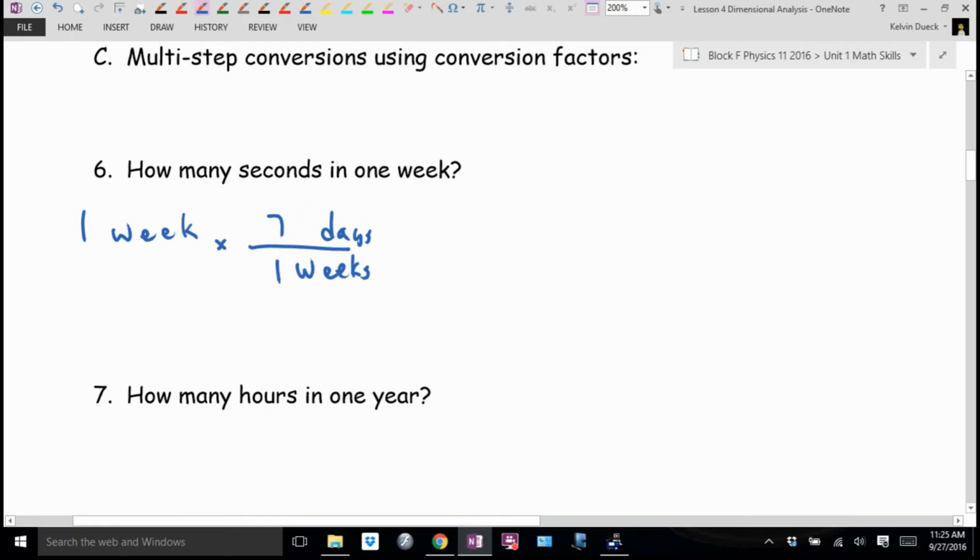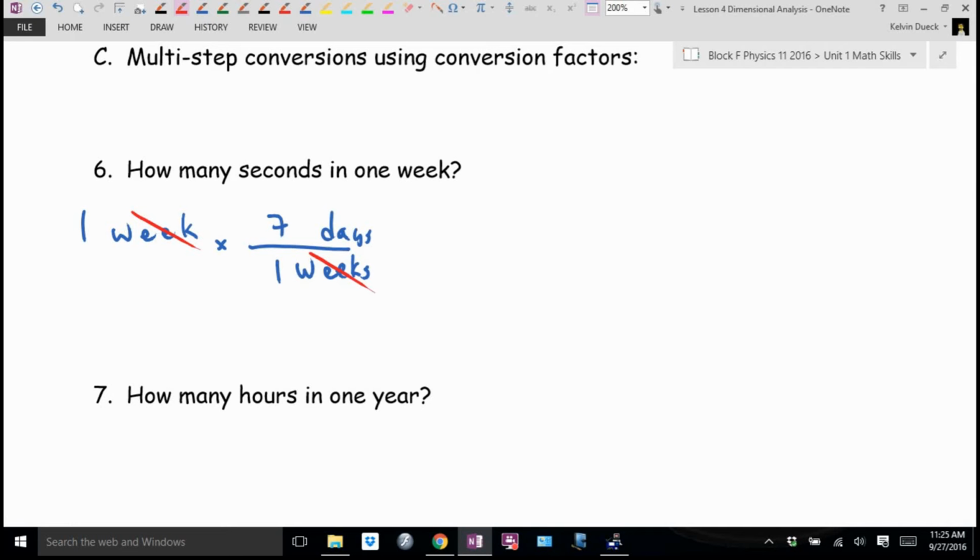7 days, 1 week. And you know that. This is nice. We don't have to memorize something new. You've memorized this one already because of calendars on your own. Are we done? Well, no. This would be in days. What do I want to end up in? Seconds. Okay. Does anybody know how many seconds there are in a day?